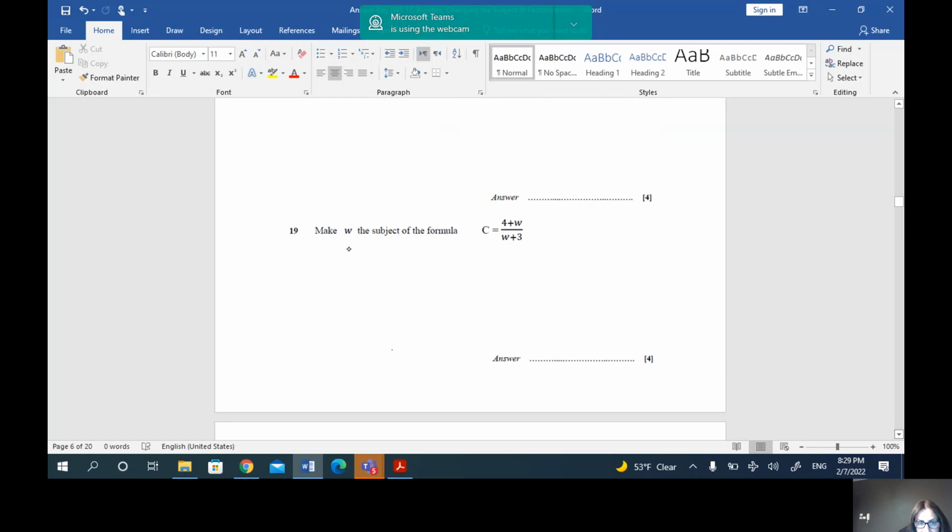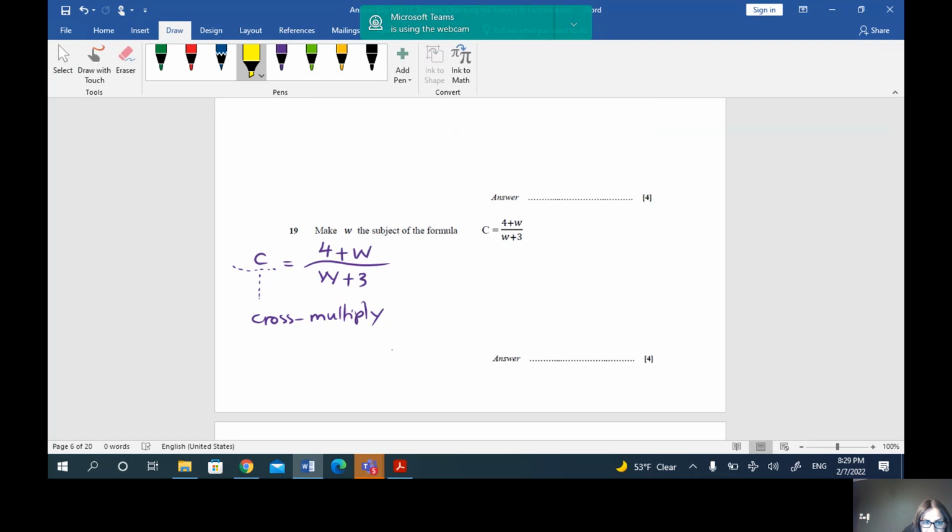Let's move to 19. We're making W the subject. So since this is the formula that we're having, 4 plus W and W plus 3. Since this side is written as a fraction, we can do this side in the exact same way. And then we can cross multiply.